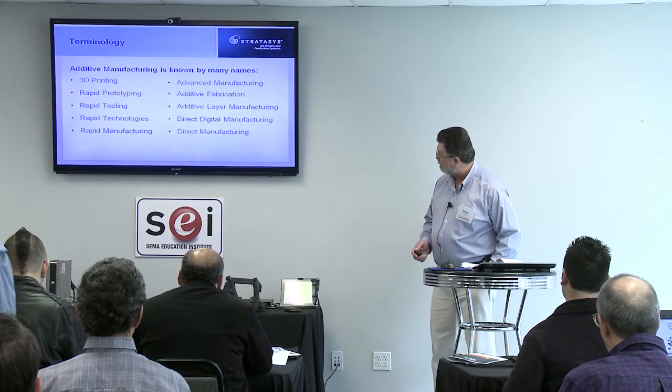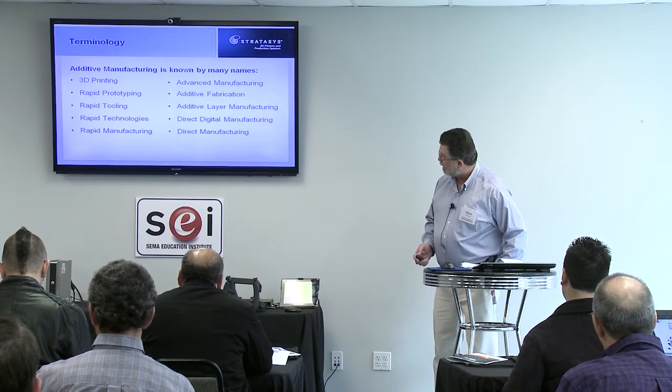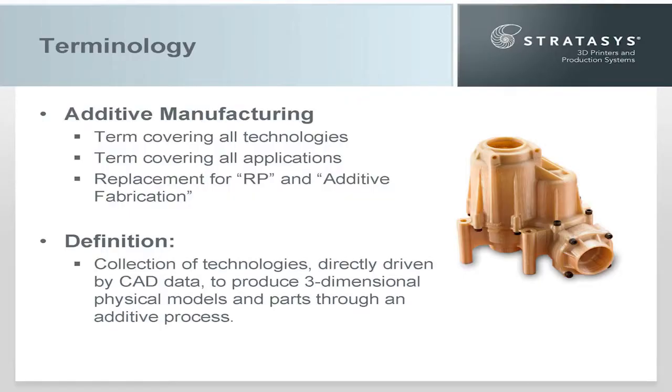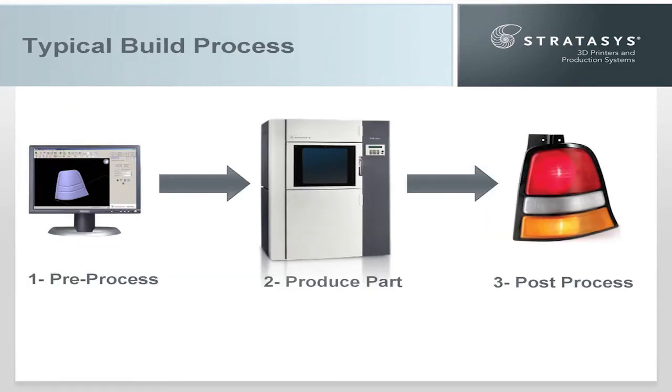The accepted standard here at Stratasys, that we like to call it, is additive manufacturing. Additive manufacturing is a term covering all the technologies and all the applications, a replacement for RMP or additive fabrication. Definition: a collection of technologies directly driven by CAD data to produce three-dimensional physical models and parts through an additive process.